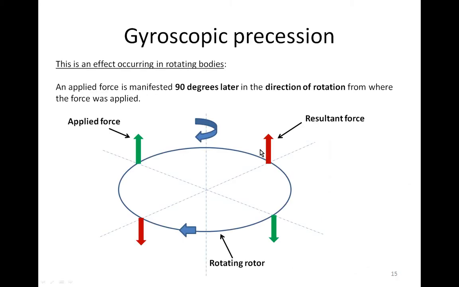Let's start with the gyroscopic precession. This occurs on rotating objects. This is the case for the main rotor.